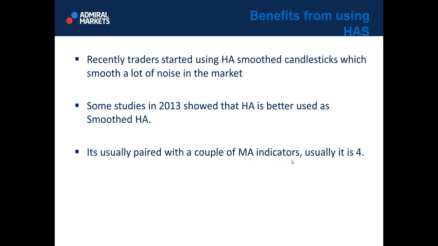So, good thing is to know that Heiken Ashi candlesticks are usually paired with a couple of moving average indicators. Usually it's 4, but if we don't use those 4 indicators, then we obviously need to use additional filters. As I said, those can be different. Histograms, leading indicators, and all other sort of things which can filter out bad trades.